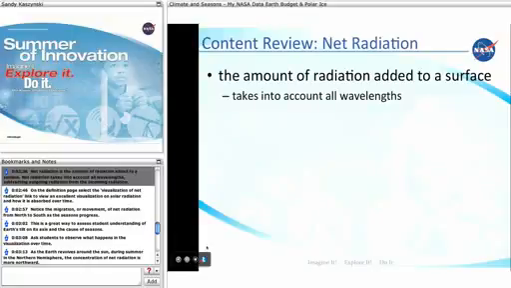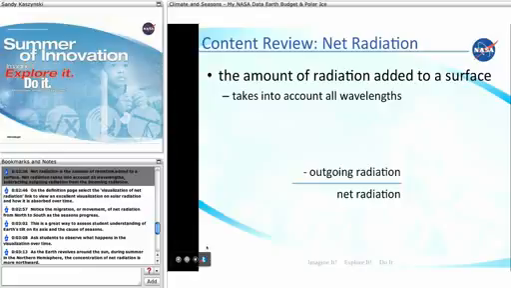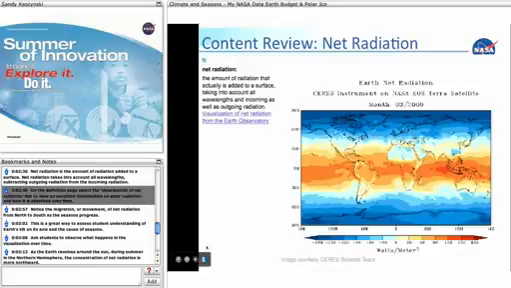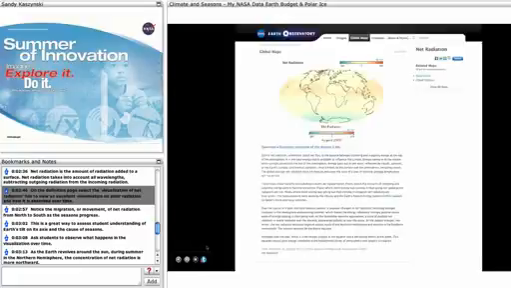Net radiation is the amount of radiation added to a surface. Net radiation takes into account all wavelengths, subtracting outgoing radiation from the incoming radiation. On the definition page, select the Visualization of Net Radiation link to view an excellent visualization on solar radiation and how it is absorbed over time.